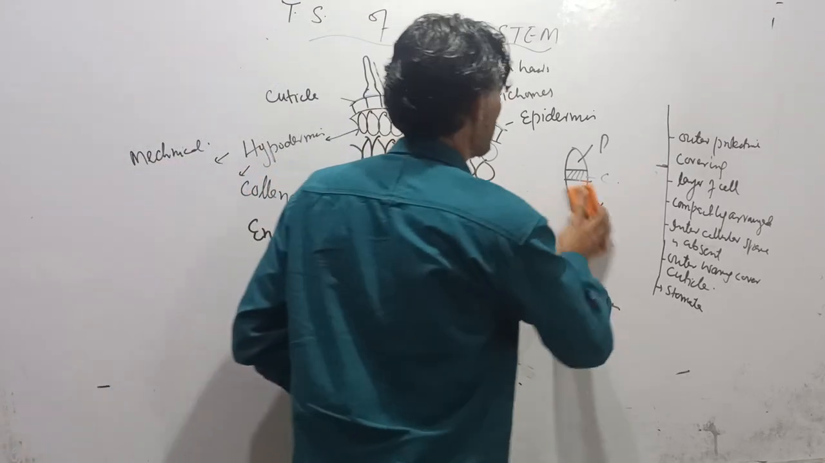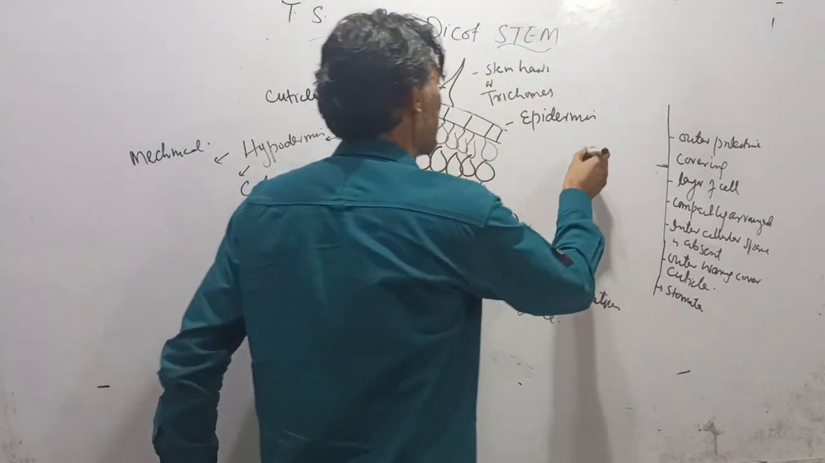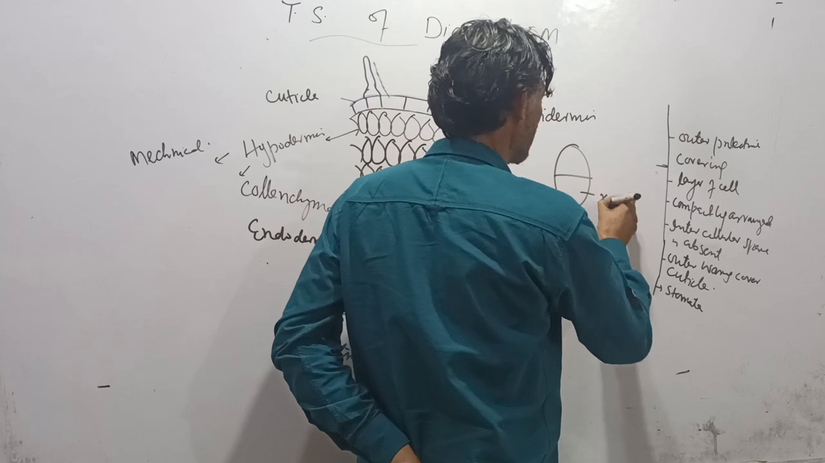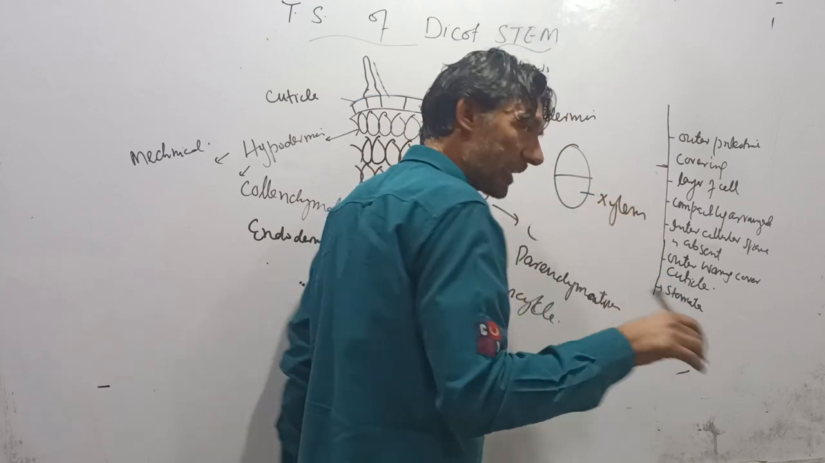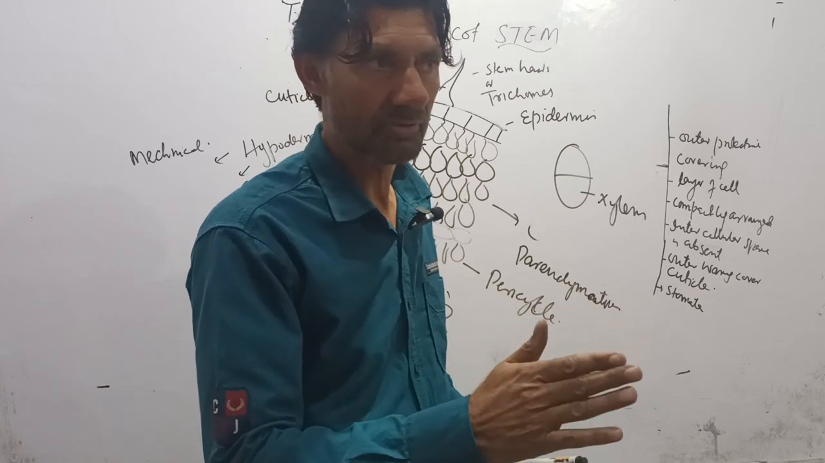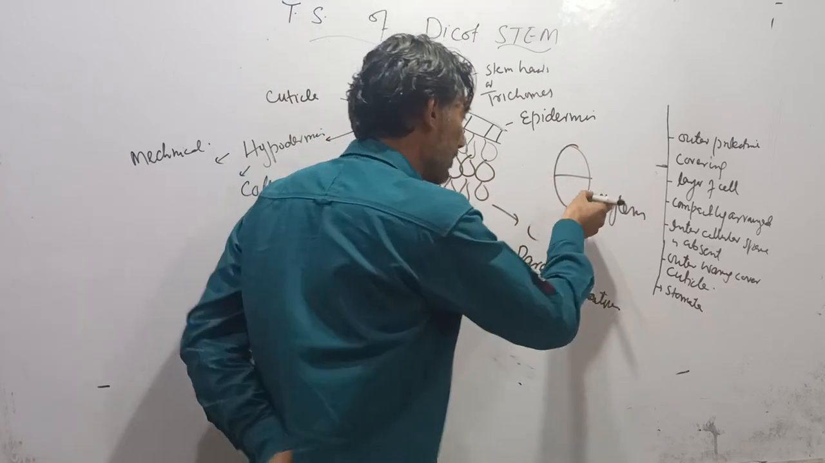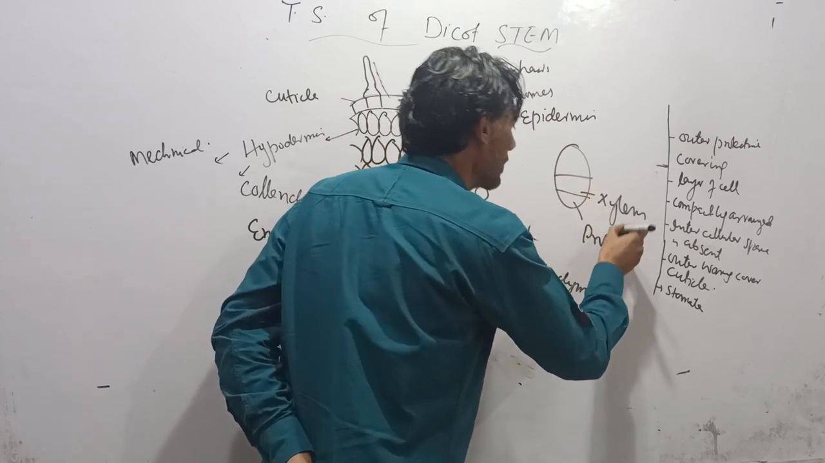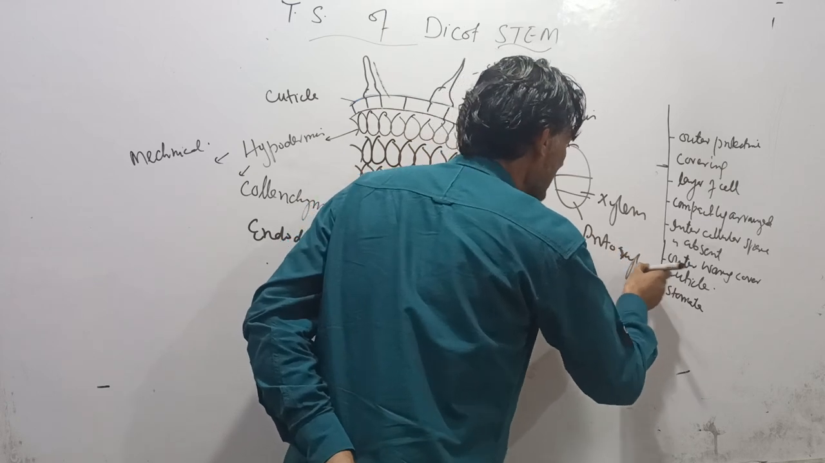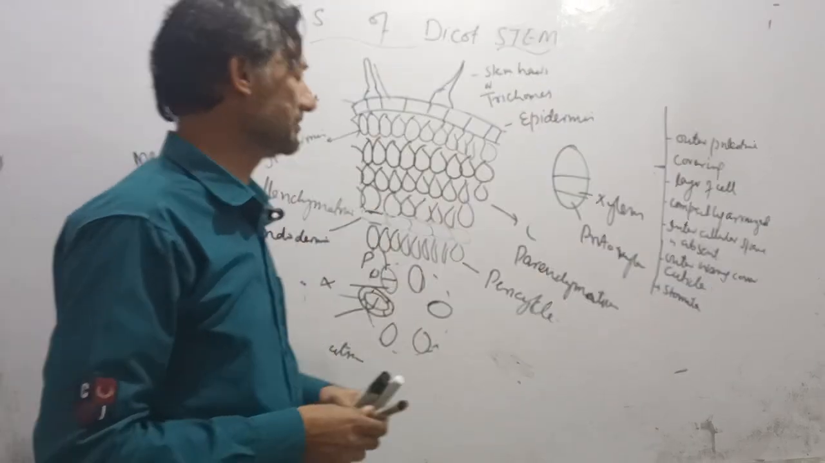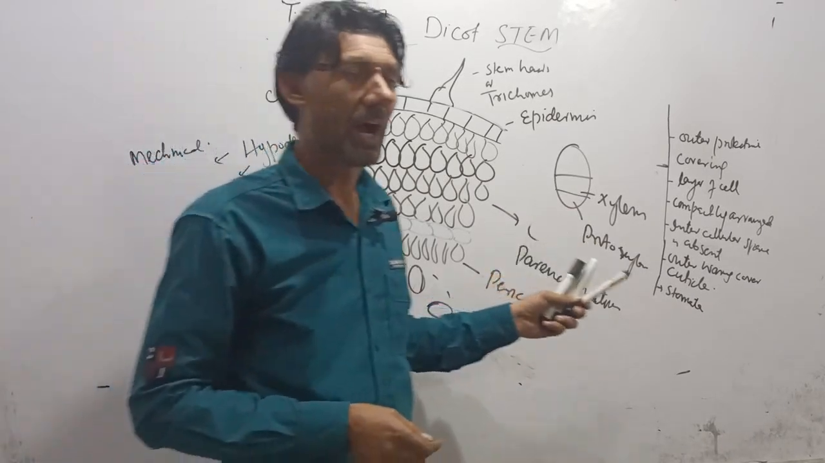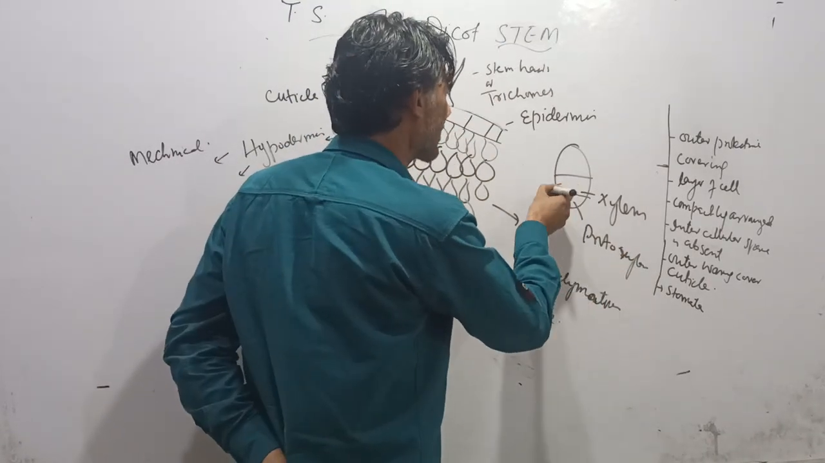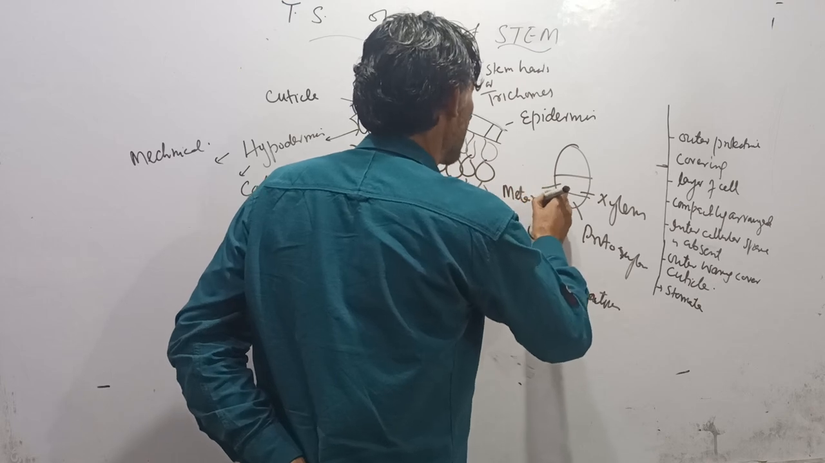Now, vascular bundles contain xylem and phloem. Xylem is formed in stages. The first formed xylem is called protoxylem. You can note the point. The xylem formed after the protoxylem is called metaxylem.